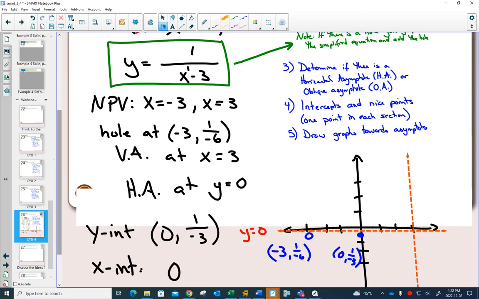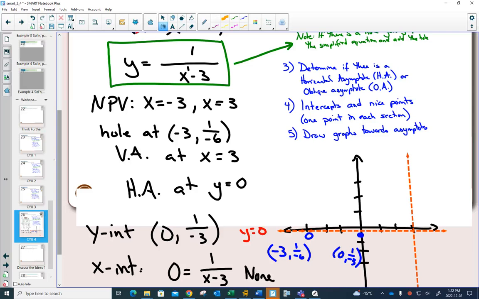For x-intercepts, plug in 0 for y. Again, we're plugging it into the new equation. The only place a fraction equals 0 is when the numerator is equal to 0. When is 1 equal to 0? Never. 1 is always equal to 1. Never equal to 0. So we know that there are no x-intercepts in this graph.